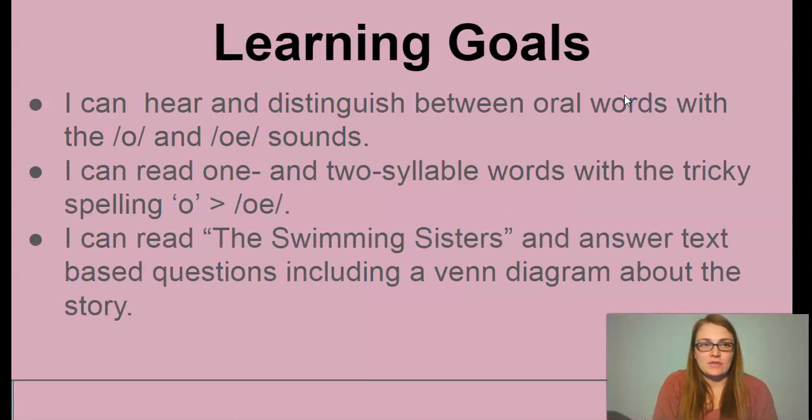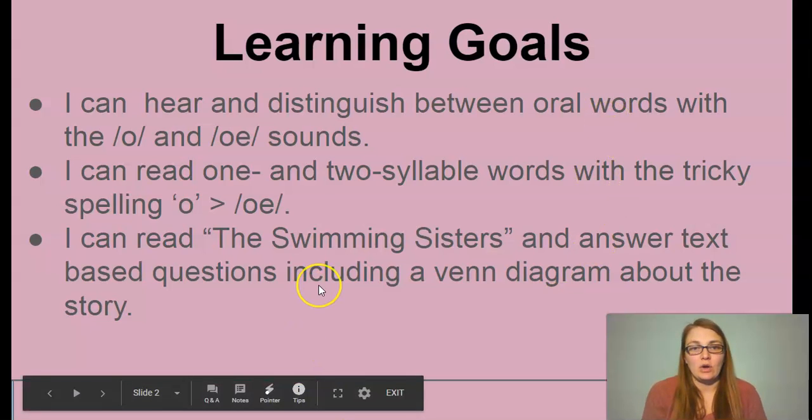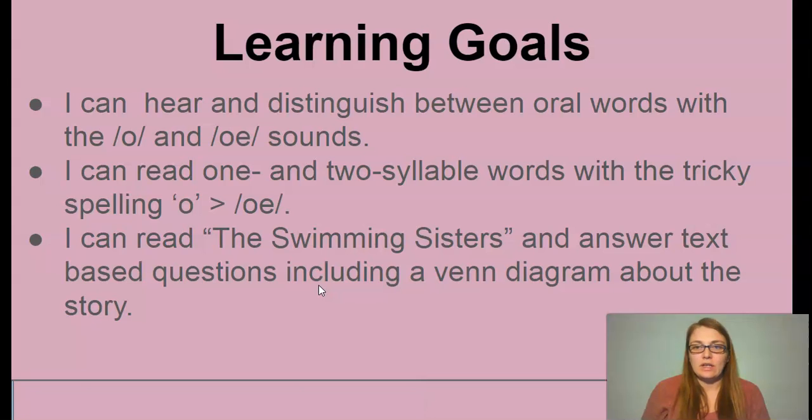Our learning goals for today: hear and distinguish between oral words with the ah and o sounds. Read 1 and 2 syllable words with a tricky spelling, o for o. And read The Swimming Sisters, the next story in our text, and then answer questions, including a Venn diagram about the story.